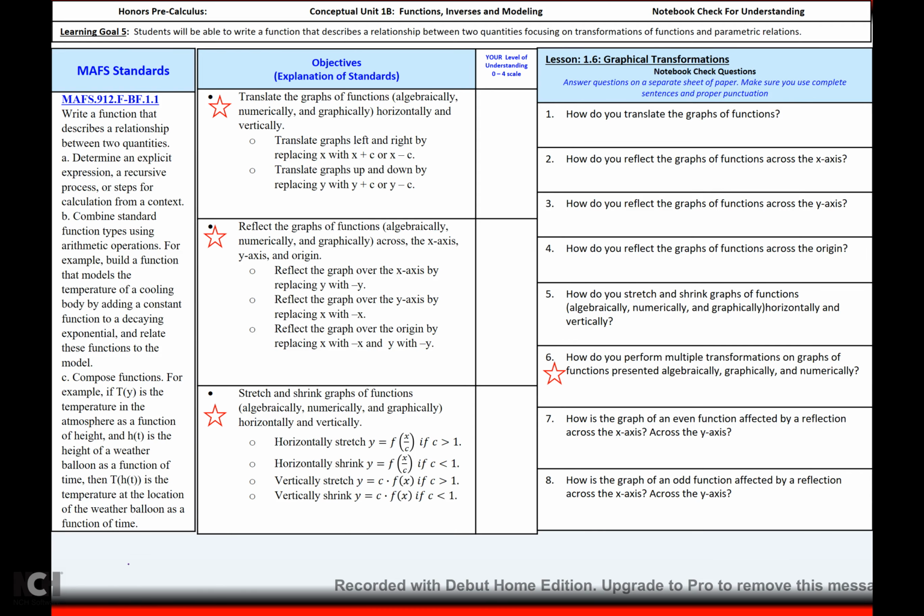Alright, so how do you perform multiple transformations on graphs of functions presented algebraically, graphically, and numerically? Well, whatever you're doing to x, you do in asymptotic order. And whatever you're doing to y, you do in PEMDAS order. That's algebraically.